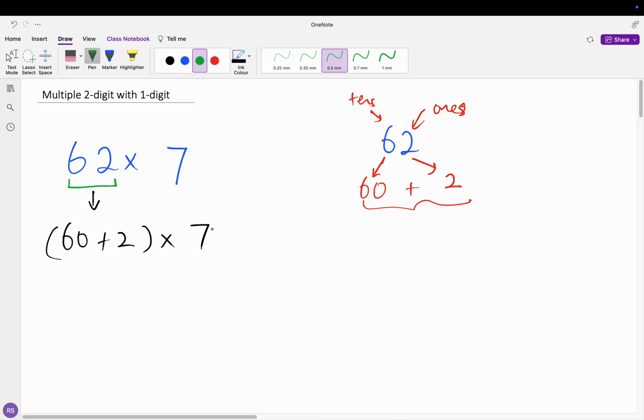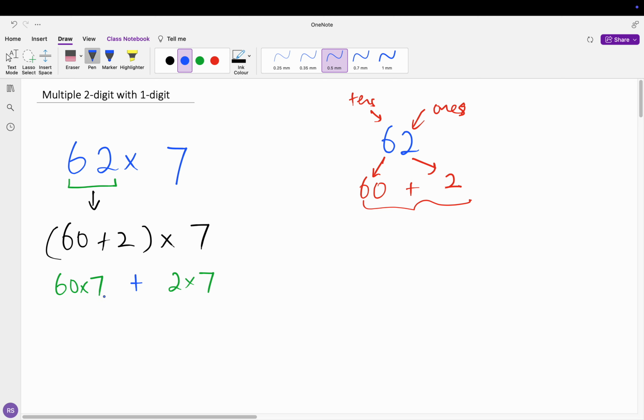Then the next step is to multiply the single digit with the ones and the tens separately. So we have 2 times 7 and 60 times 7, and then you add them up after that.